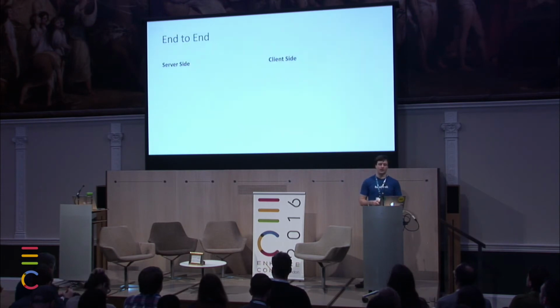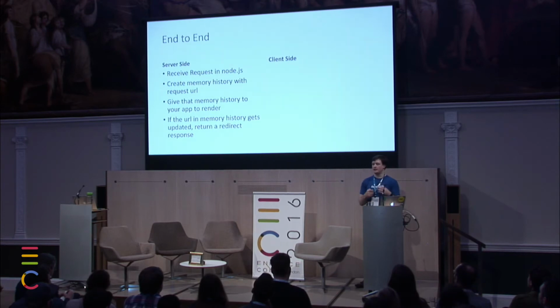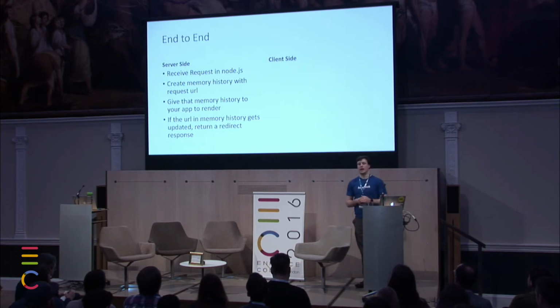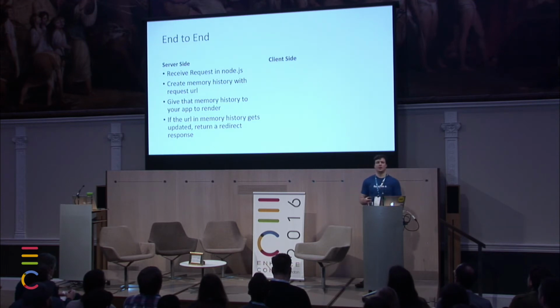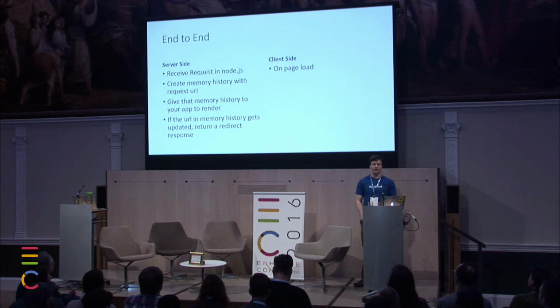So this process end to end, on the server side, we receive a request in Node.js. We create the memory history with the request URL in that history already, and we give that memory history to our app to render. If the URL in that history object changes while we're rendering the app in that initial render, then the app has attempted to trigger a redirect, and we should actually return a redirect response directly as the result of that request, which will trigger the browser to load the new URL at the new location, and then we can re-render with that new content.